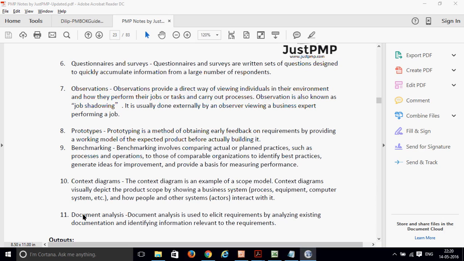It is more or less like you have an existing document, read it, understand those things, and take those requirements. Sometimes the customer gives you this document and you just figure out what they wanted to do. So this is also one of the things. So, document analysis.